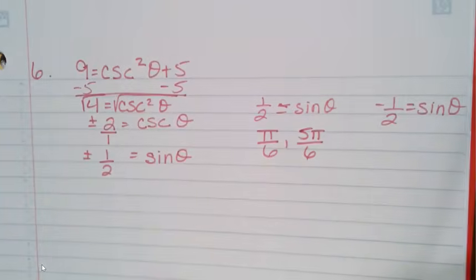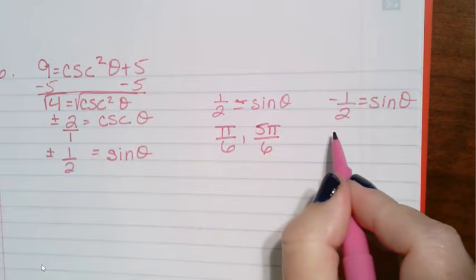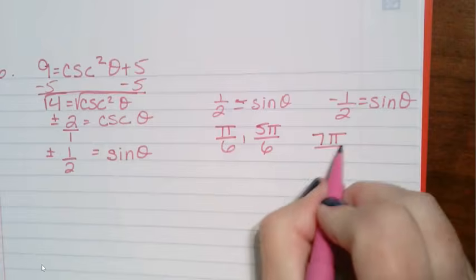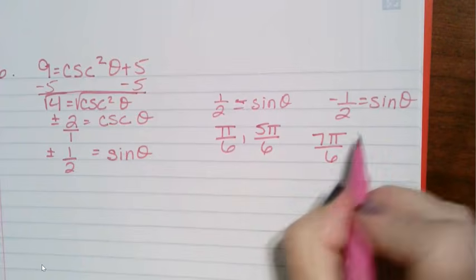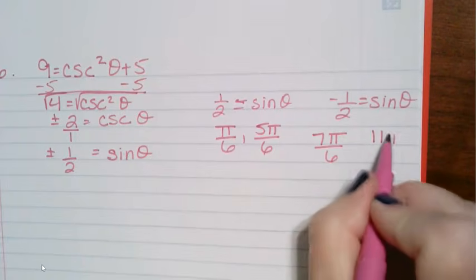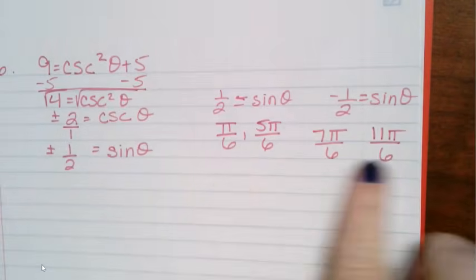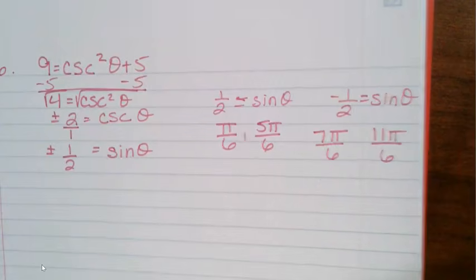And then for negative, when is it negative? 7 pi over 6. And I'm counting 1, 2, 7, 11 pi over 6. Remember, all the denominators should match. If they do not match, you might have made a mistake.